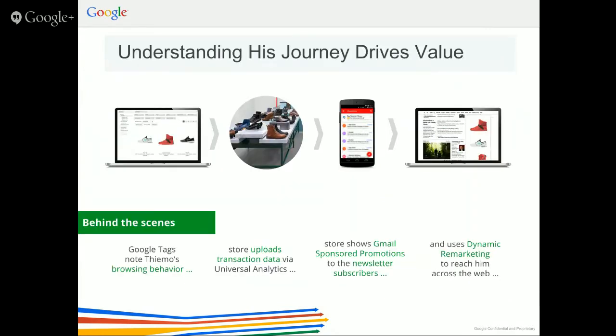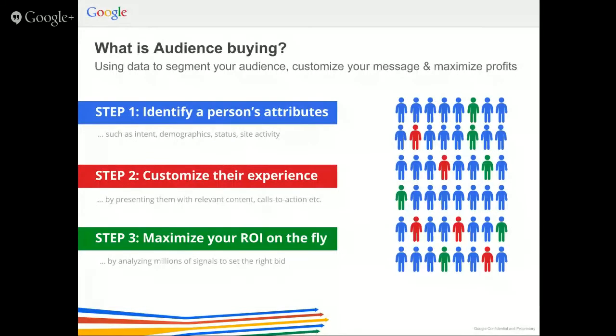Nevertheless, Google provides a couple of ways and solutions to target those people. Here I'm showing what can happen behind the scenes, where you could put a Google tag on your website to note what Timo is doing on the website, and then you can upload offline data into your Google Analytics account, where you can do a bunch of different reports and even create remarketing lists based on the offline data. In Gmail, you can show Gmail sponsored promotions to people who subscribe to the newsletter. And at the end, you can show dynamic remarketing ads featuring the products that people used on the website. So there's a lot of different things you can do.